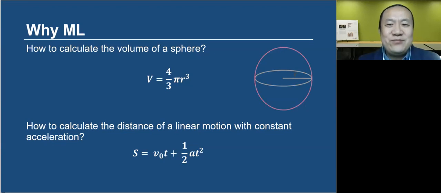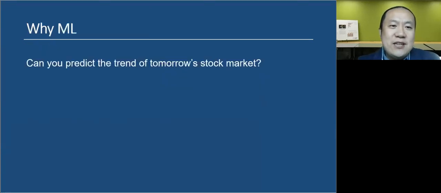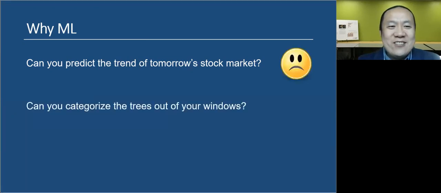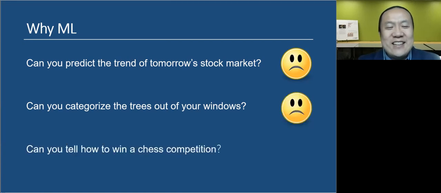Okay, next. Can you predict the trend of tomorrow's stock market? It's hard for me. If you are able to do so, you'll be enjoying the sunshine or the palm tree somewhere else, I think. Okay, next. Can you categorize the trees outside your windows? I'm not a botanist, so maybe you are. The last one. Can you tell how to win a chess competition? I can beat my 9-year-old daughter, but no one else. Maybe you could.